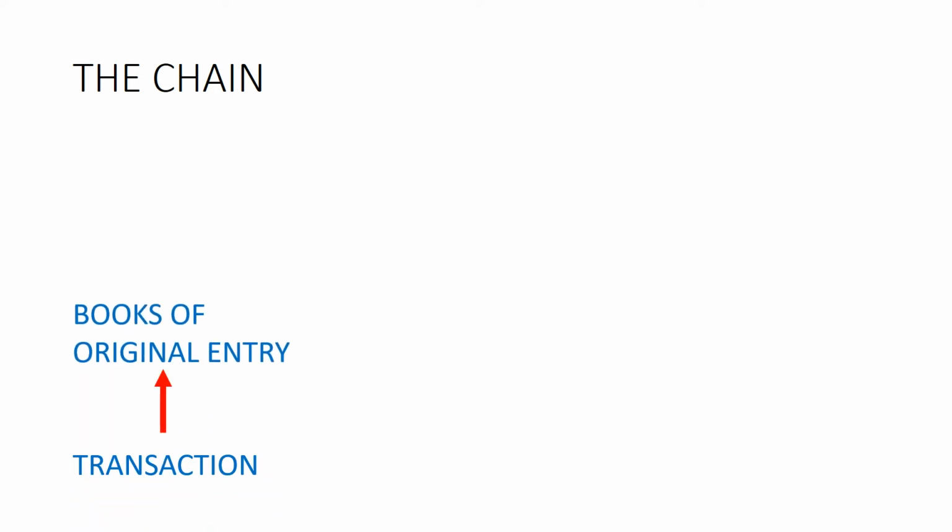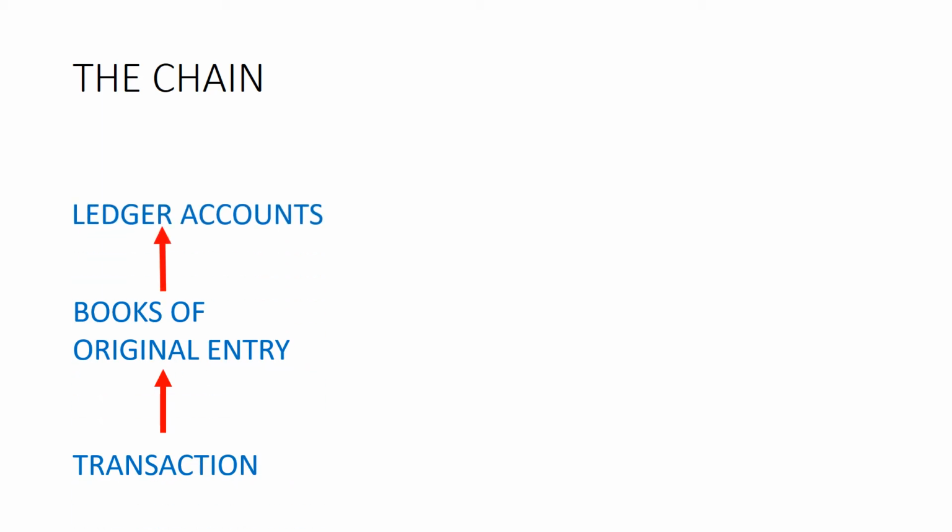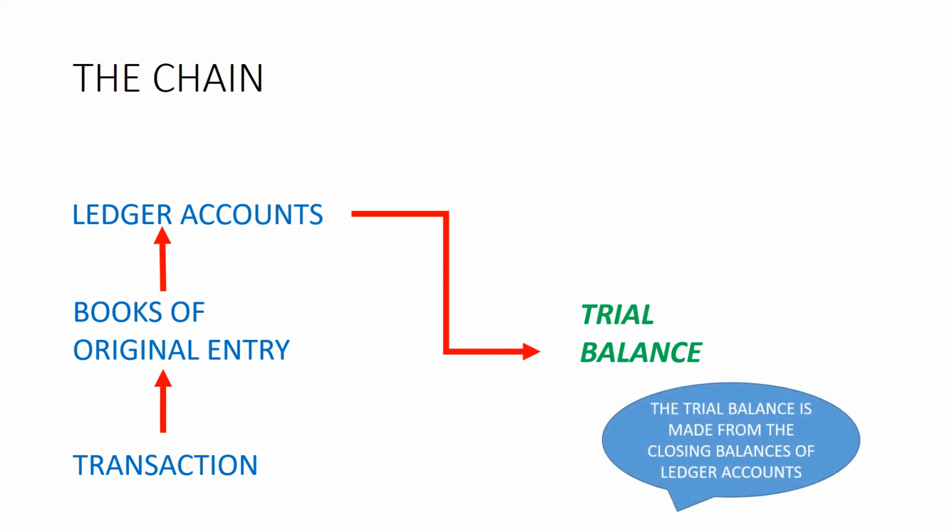We start with a transaction. When a transaction takes place, it is entered into a source document. It is then posted to the books of original entry, such as the purchases journal. From there, it is transferred into the ledger accounts. At the end of a trading period, the ledger accounts are balanced off. The remaining balances in the ledger accounts are then extracted, and this is how we get to the trial balance. Therefore, the trial balance is made from the closing balances of ledger accounts.